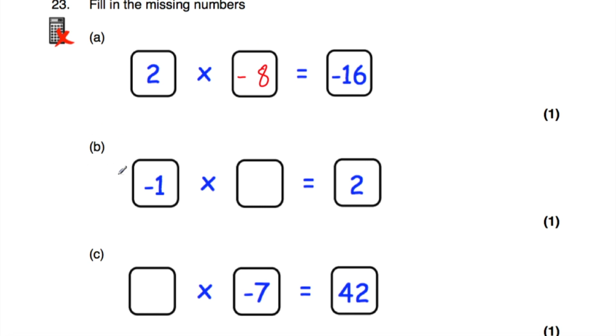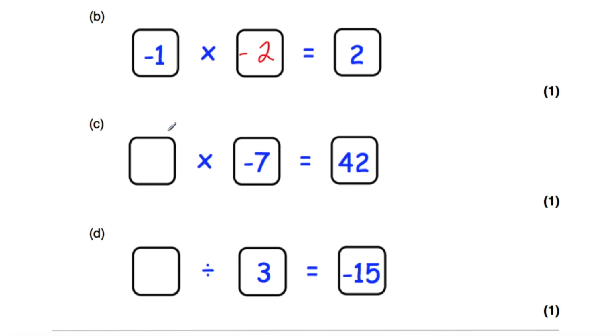Okay, part B. Part B, we've got minus 1 times something is equal to 2. Well, we've got a negative times something is a positive. Well, a negative times a negative is a positive, so this has to be negative. Now, 1 times 2 is equal to 2. So minus 1 times minus 2 would be equal to 2, because a negative times a negative is a positive, and 1 times 2 is equal to 2. So the missing number here is minus 2.